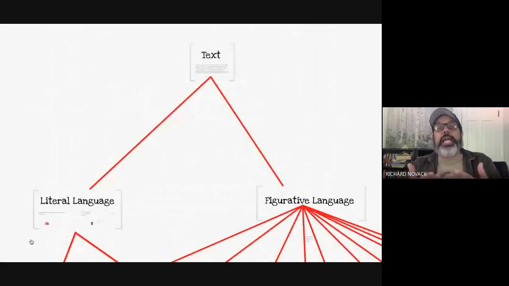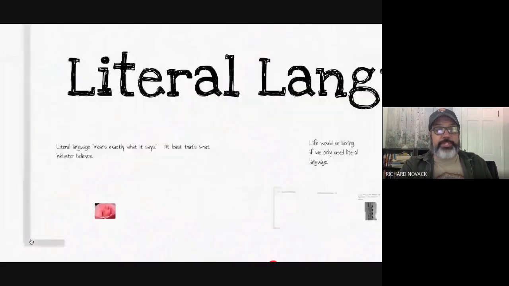And when we look at text on a page in an English class, we're really concerned with thinking about, is this text literal or is it figurative? And I'm going to talk about the distinctions between these and give you some examples of both, and also talk about where they kind of overlap a little bit. Let's get started.